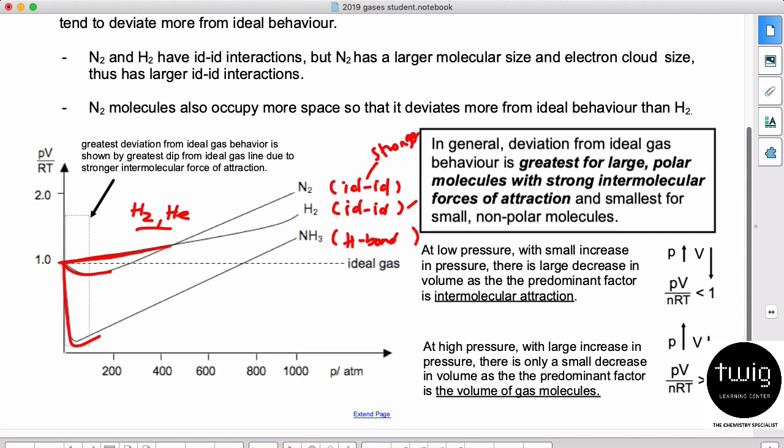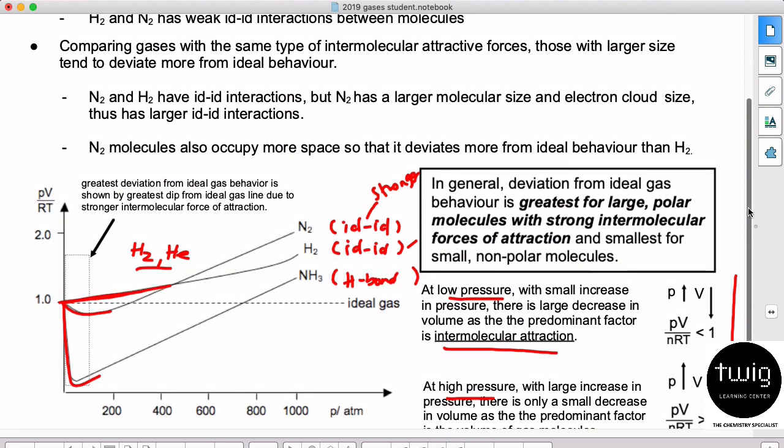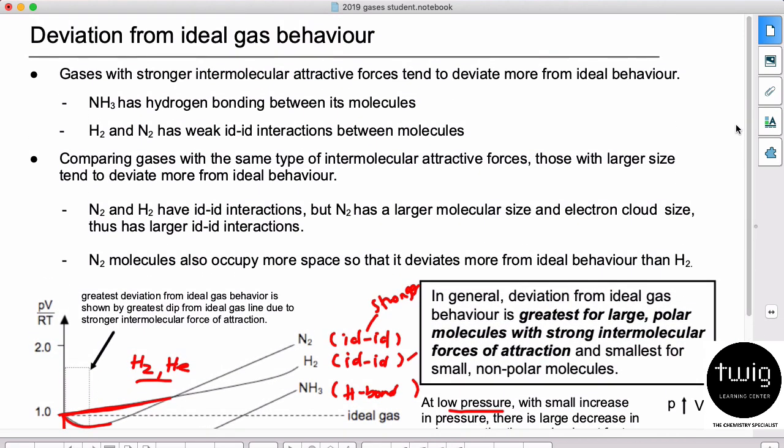In fact, everything I mentioned here is actually explained over here. I didn't show this page, but that was what I was talking about. So the first part, intermolecular force of attraction, is significant. Second part, at high pressure, this is significant. At low pressure, this is significant. That's the concept.